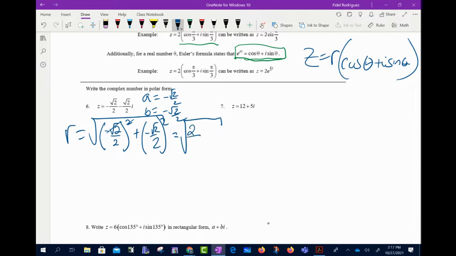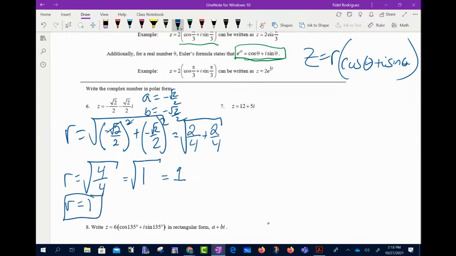So we're going to end up with 2 over, what's 2 squared on the bottom? There you go. Plus another 2 over 4. So 2 over 4 plus another 2 over 4 is 4 over 4, and 4 divided by 4 is 1. And what's the square root of 1? Anybody know? Oh, don't make it that hard. What times what gives you 1? There you go. Okay, so we know that R is equal to 1.